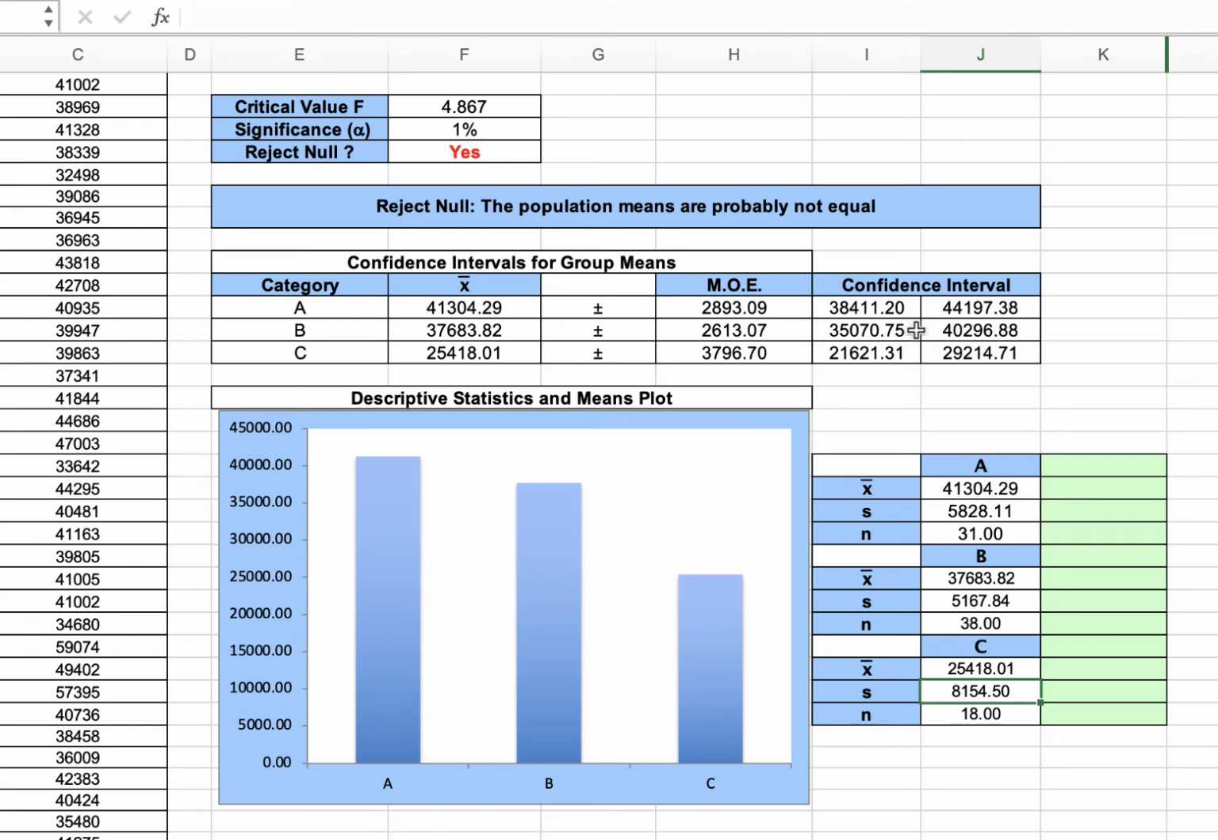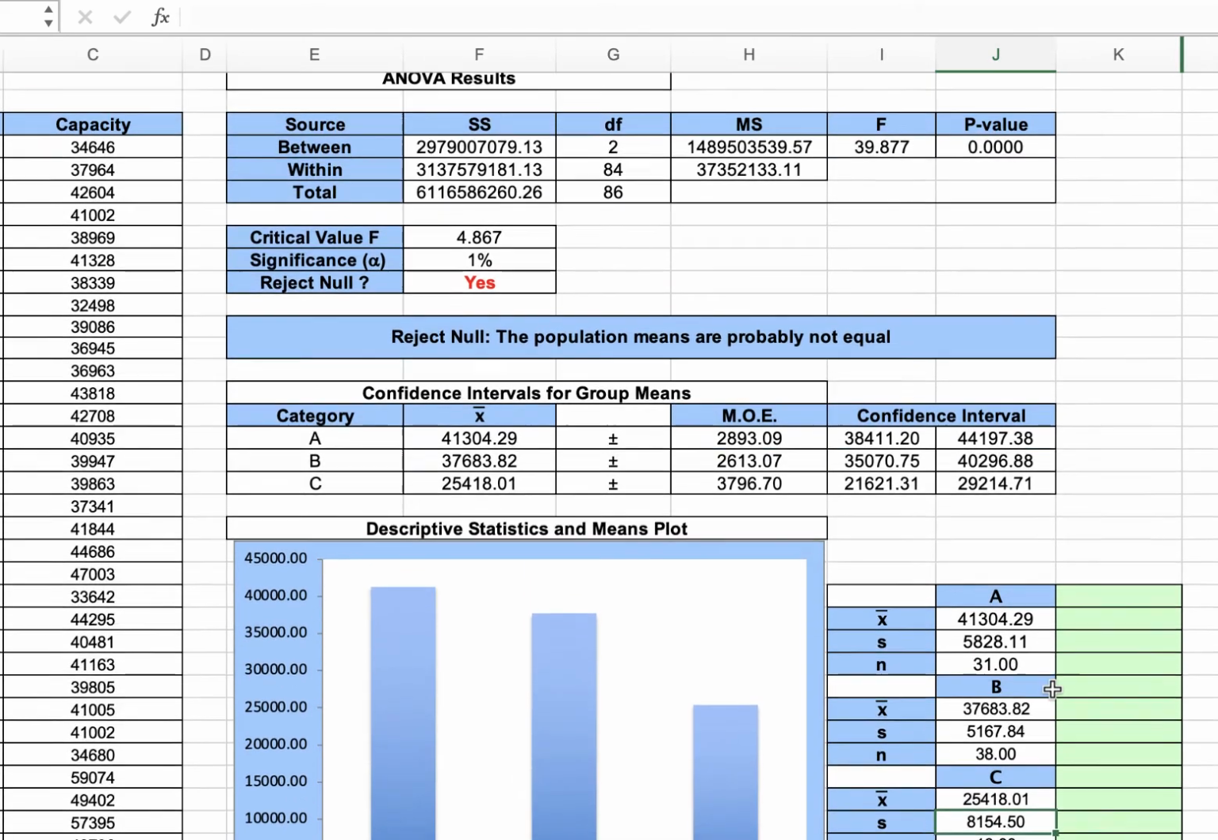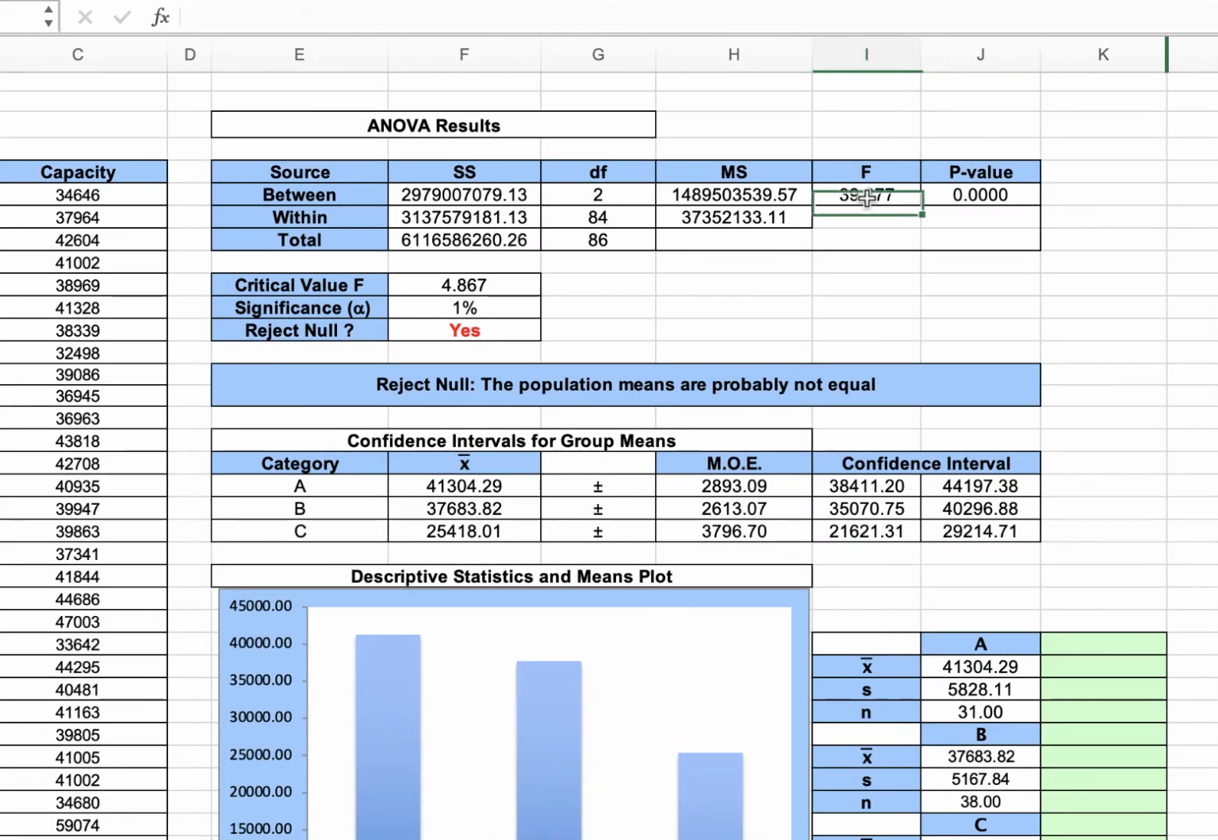A and B are both significantly greater than C. But our standard deviation without those bad data is within the 2 times limit. And our Anova result did not change substantially. It's still a highly significant Anova result.